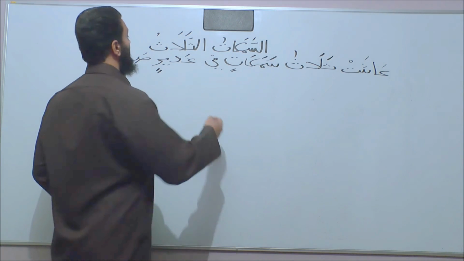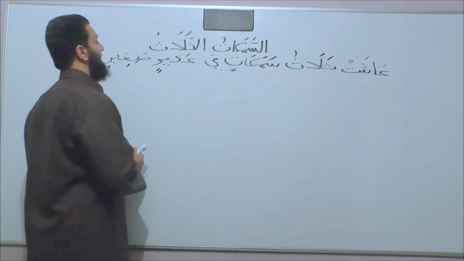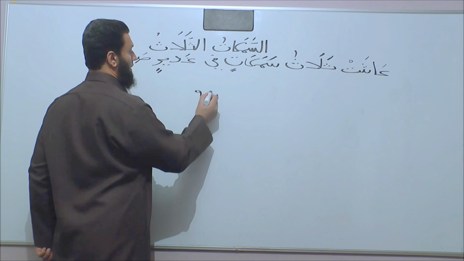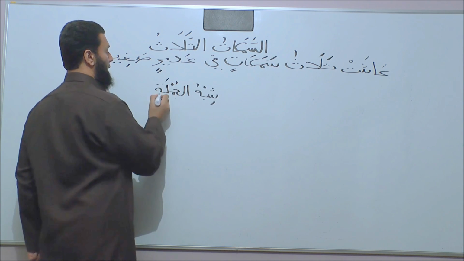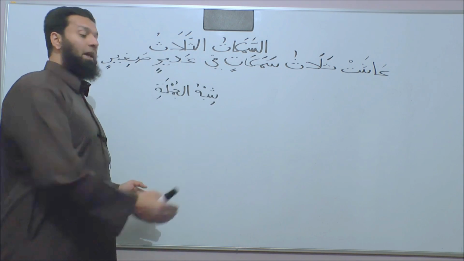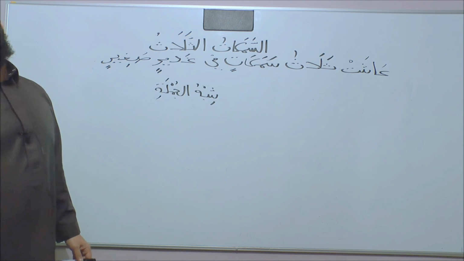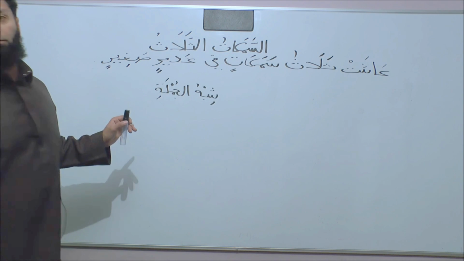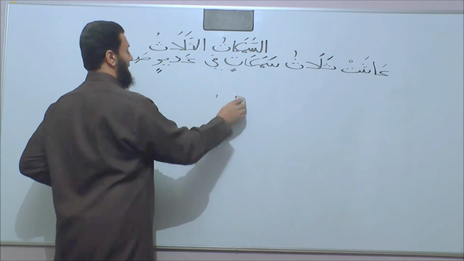في غدير is جار ومجرور, and remember that is called شبه الجملة. Where you have a harfu jarrin followed by an ismun, we say that that is called shibhul jumlati. And from the types of maf'ulun bihi is the shibhul jumlati. What is shibhul jumla? Shibhul, resembling a sentence.